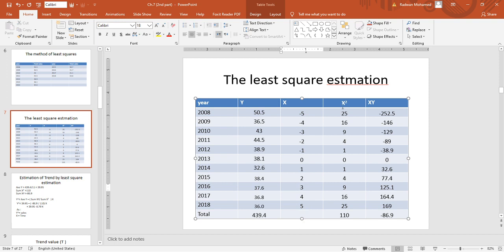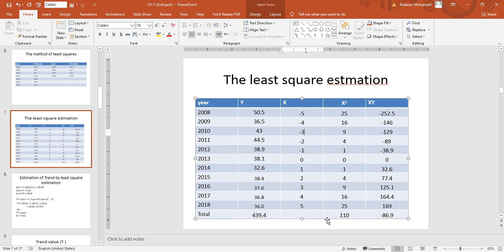Then I have to calculate x squared. Negative 5 power 2 is equal to 25. Negative 4 power 2 is equal to 16. Negative 3 power 2 is equal to 9. Use your calculators for sure, so as not to make any mistakes. So I will calculate x squared for every x value.